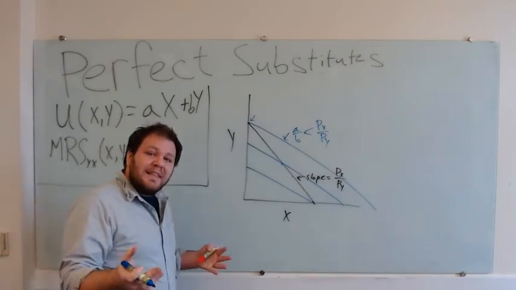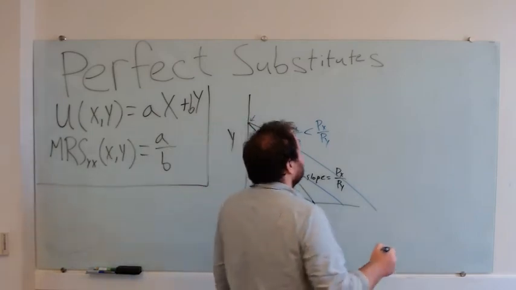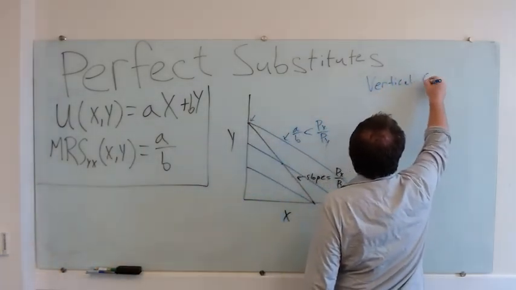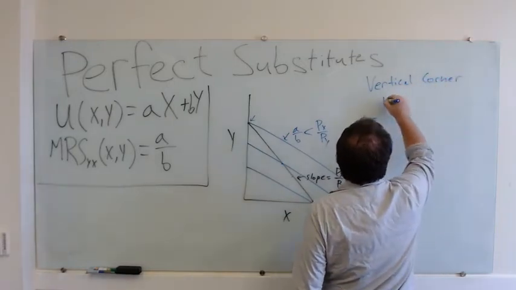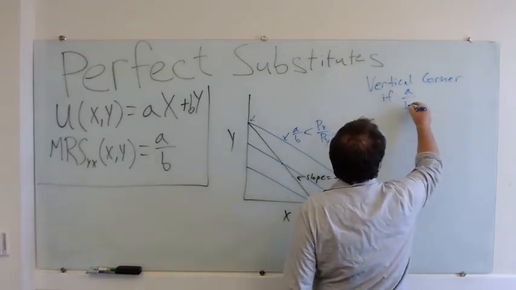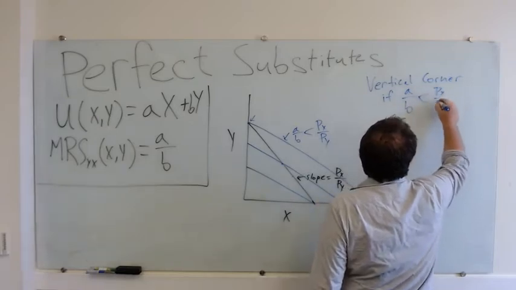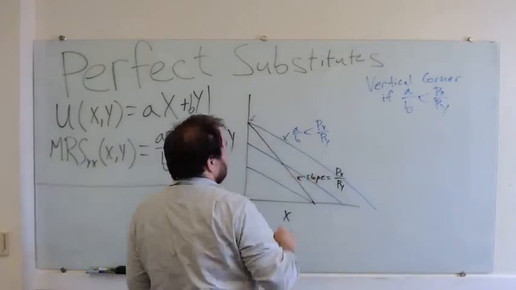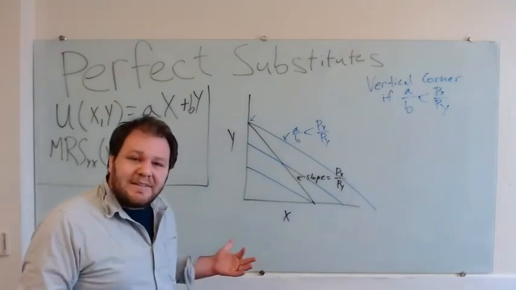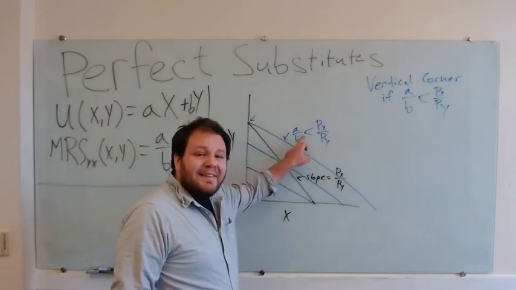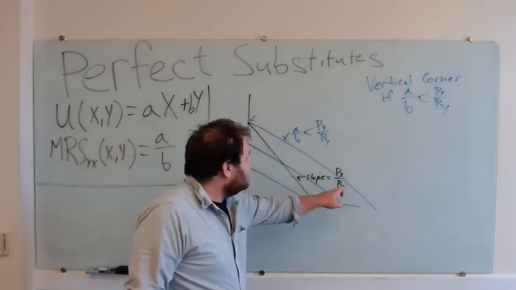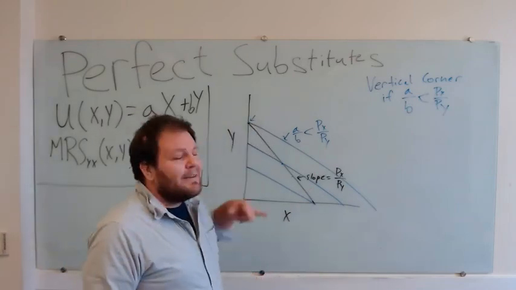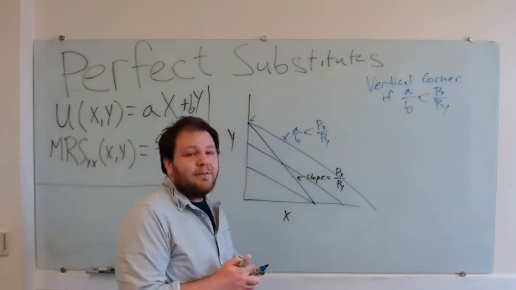So one thing we can say about any perfect substitute problem is vertical corner if A over B is less than Px over Py. The slope of our budget constraint is steeper than the slope of our indifference curve. If we think about what this means, it means that the amount of y we're willing to give up to get a unit of x is always and everywhere less than the amount of y we'd have to give up to get a unit of x. So we won't give up any y, we won't get any x, we'll be at a vertical corner.